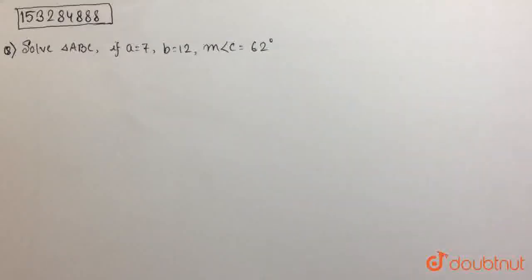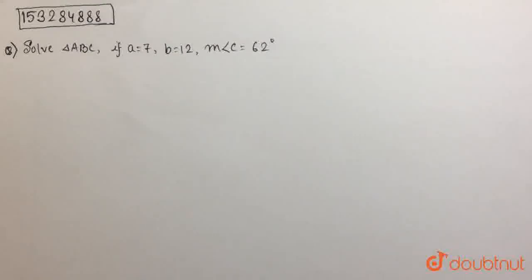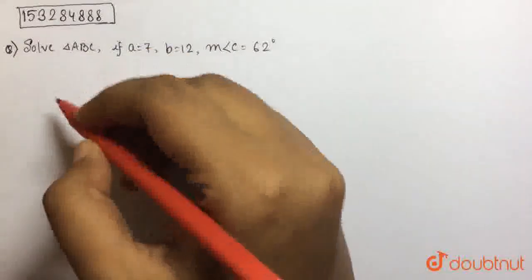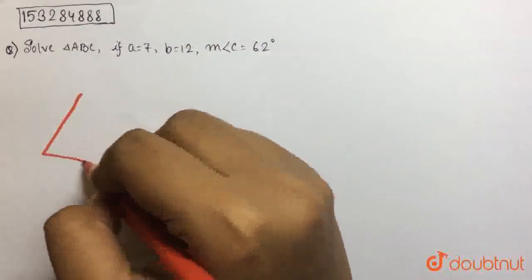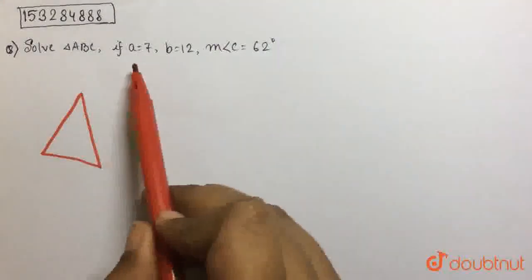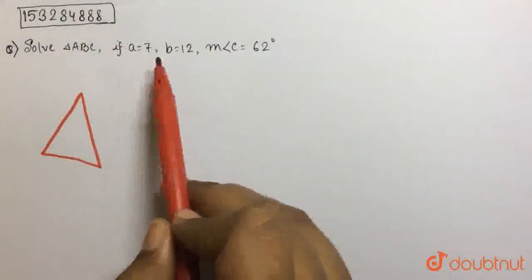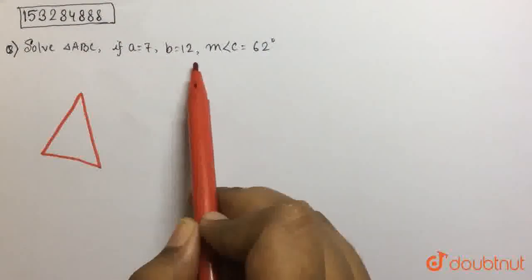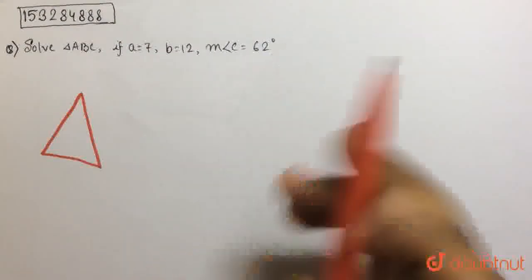Right. So here we have a question that is given that solve triangle ABC. So once again we will have to solve for a triangle ABC. Okay. Now we have been given two dimensions, that is a equals to 7 and b equals to 12 and angle C equals to 62 degree.